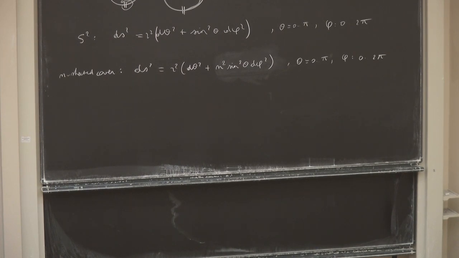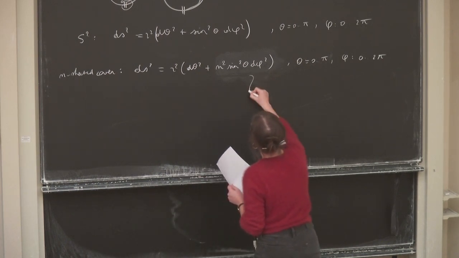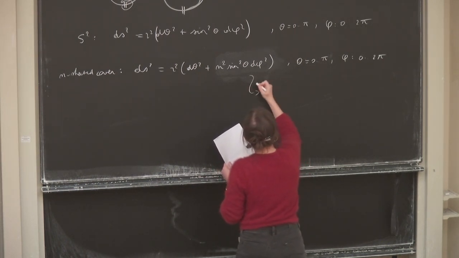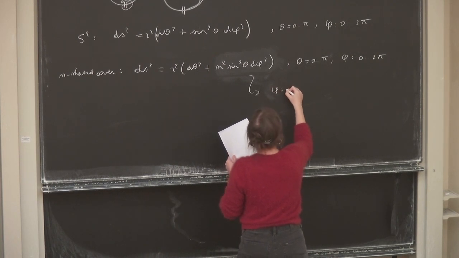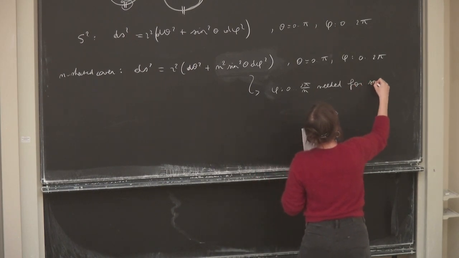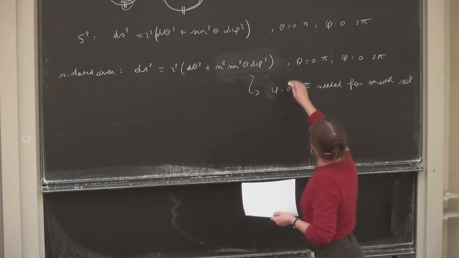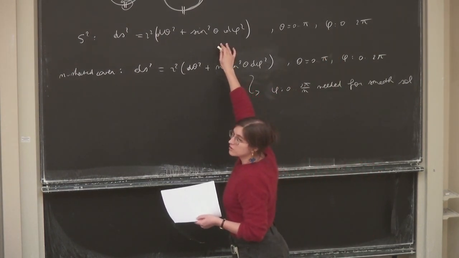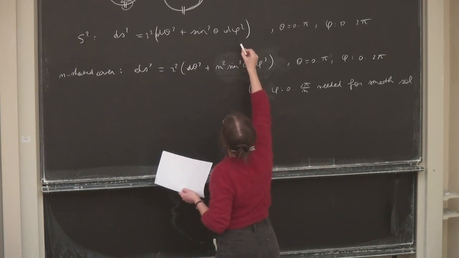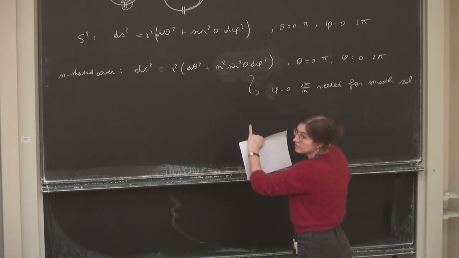Maybe meanwhile, how can I see that it's not smooth anymore? Ah, well, you need phi from 0 to 2 pi n for the smooth solution. So in the same way that you need phi from 0 to 2 pi for this to be smooth, you need n times phi to have a range 2 pi to be smooth in this line.